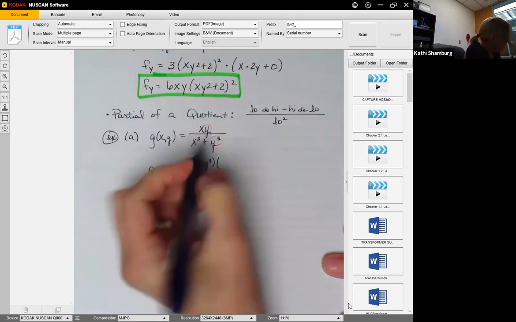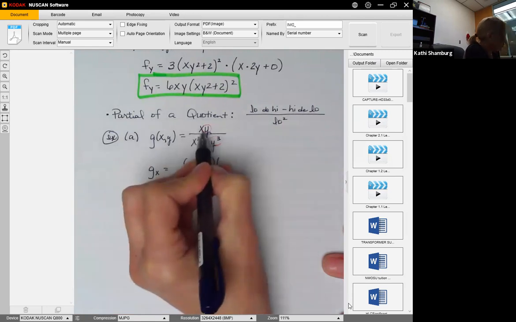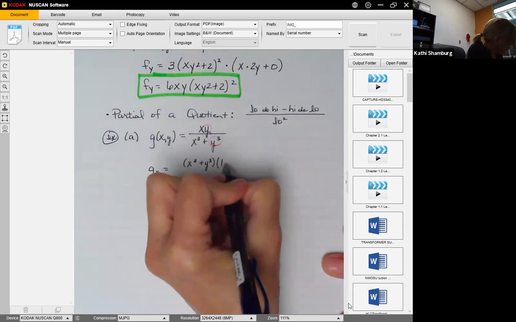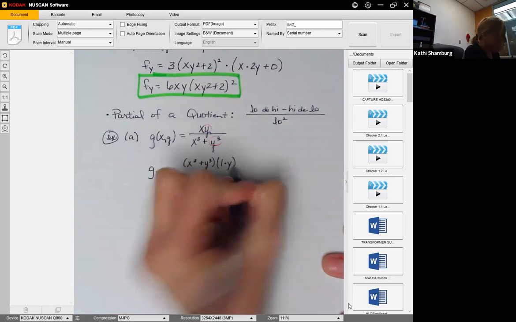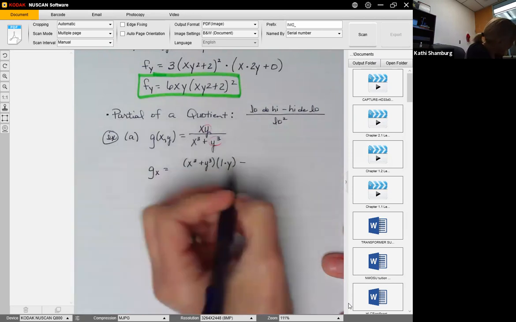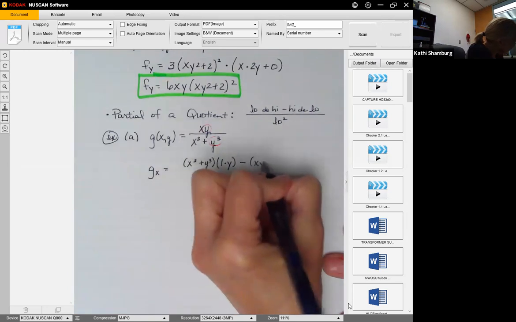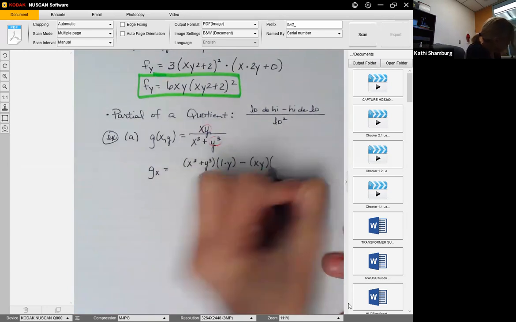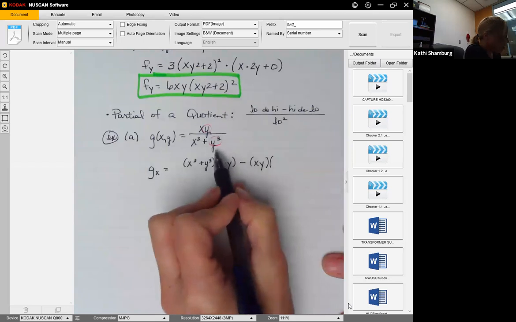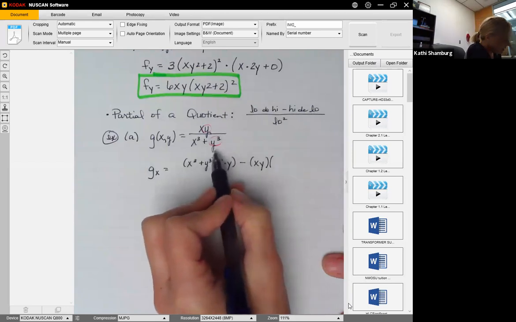times the derivative of high. And so the derivative of x is 1, and then y is treated as a constant multiple, minus high times the derivative of low. Y cubed is your constant in this.